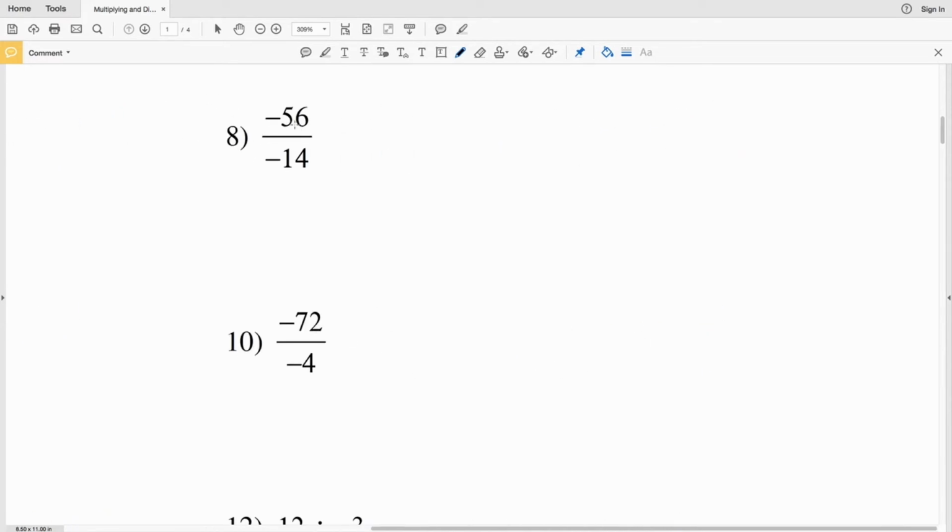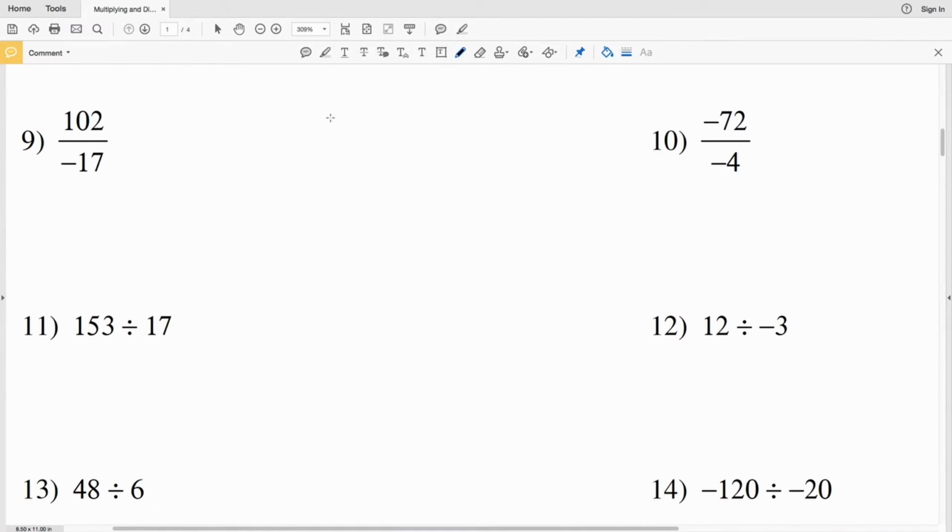Number 8, we have negative 56 divided by negative 14. That's going to result in a positive number. 14 goes into 56 4 times. So negative 56 divided by a negative 14 is a positive 4. For number 9, we have 102 divided by negative 17. Our resulting answer is going to be negative since we have a positive divided by a negative. 102 divided by 17 is going to be 6. So 102 divided by negative 17 is a negative 6.